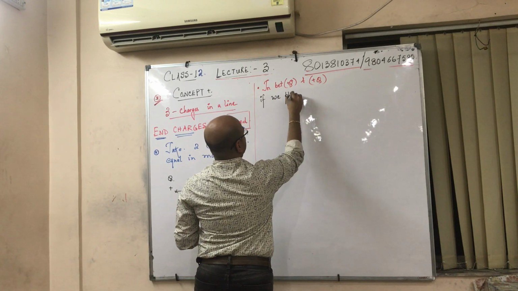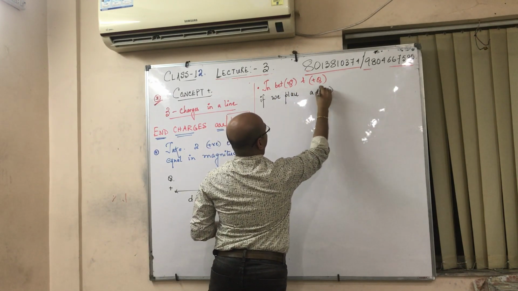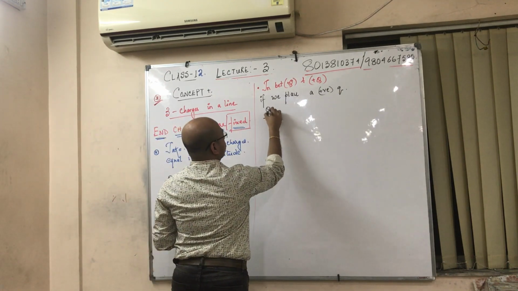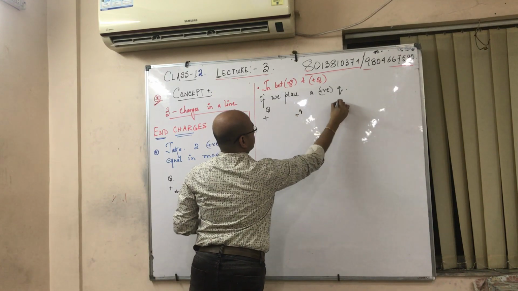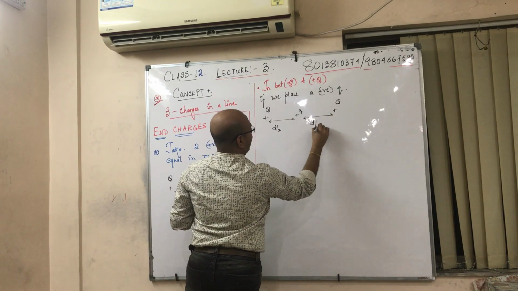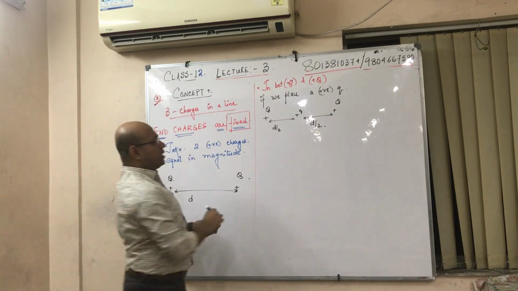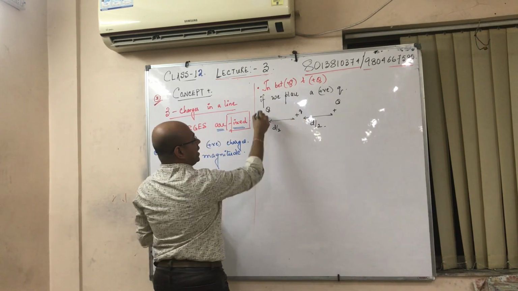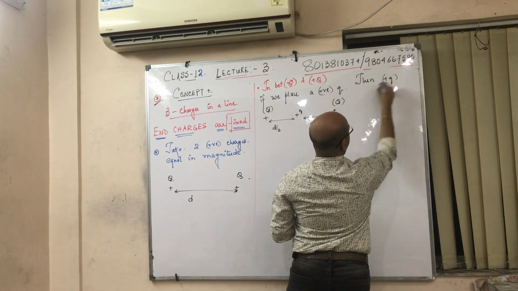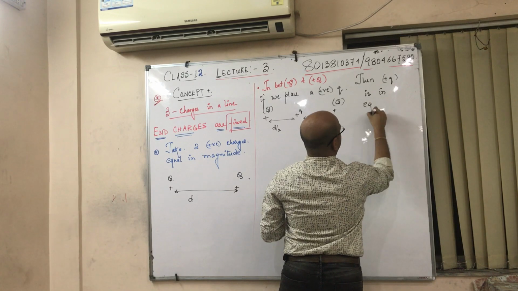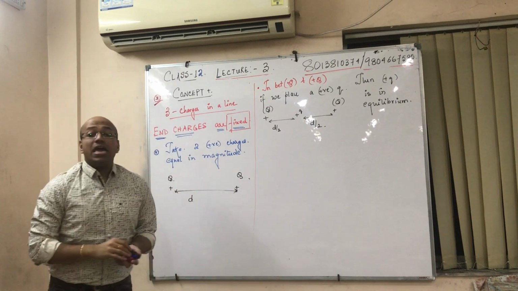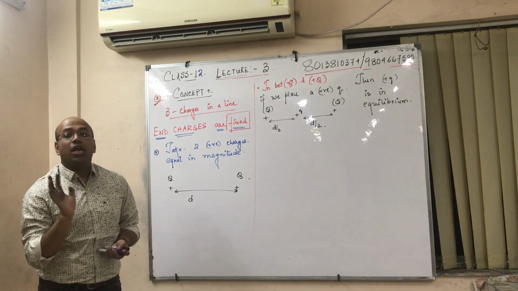If I place a positive plus q, the arrangement looks something like this, at d by 2. Then the net force on the plus q is equal to 0, and the end charges are already fixed. Then the plus q is in equilibrium. Check it out. Plus q is in equilibrium.